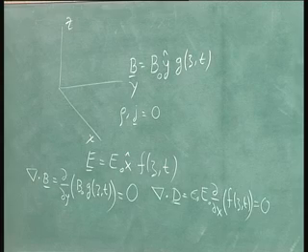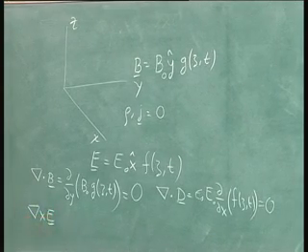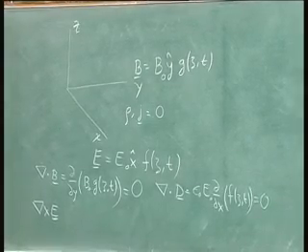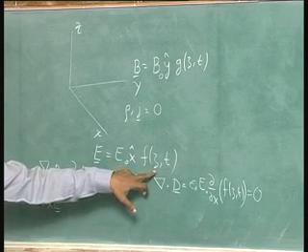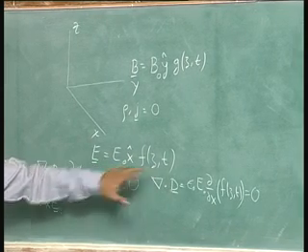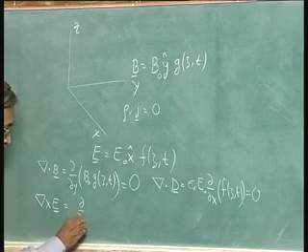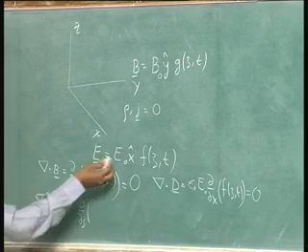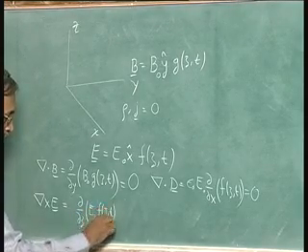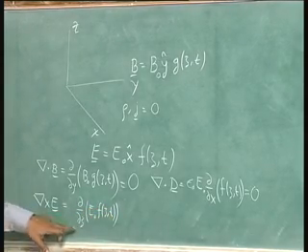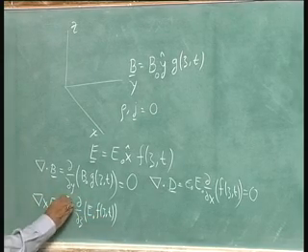Now, if I want curl of E, I clearly need something that can differentiate E, and the only spatial direction in which E is varying is z. So, it must be del del z of the electric field along x, E naught f of z, t. So, if I have something whose derivative is z acting on the x component, it must be in the y direction.